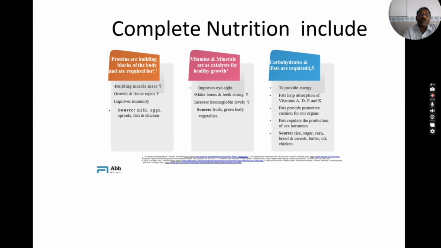Proteins are the building blocks of the body. They are required for building the muscle mass. Sources: milk, eggs, sprouts, fish and chicken. Vitamins and minerals are a catalyst for healthy growth. They improve the eyesight, make bones and teeth strong. Sources: fruits, green leafy vegetables. Carbohydrates and fats are required to provide energy. Fats help the absorption of vitamins A, D, E, K. Fats provide the protective cushion of our organs. Sources: rice, sugar, corn, bread, cereals, butter, oil, chicken. So proteins are needed, vitamins are needed, and carbohydrates and fats are also needed.